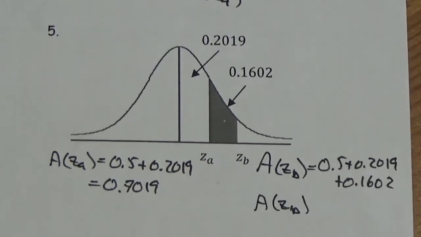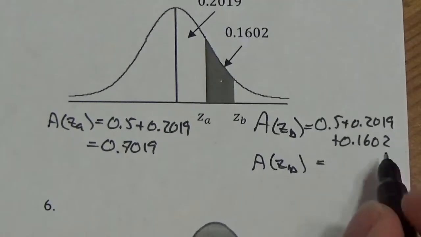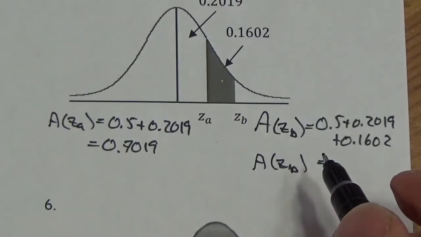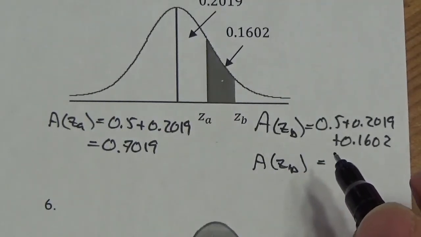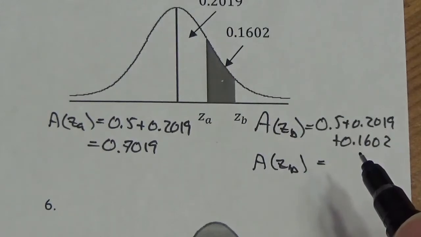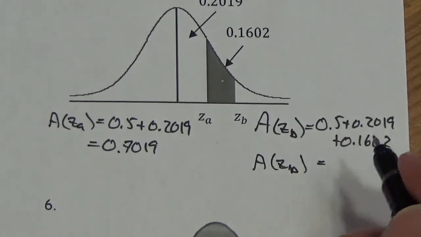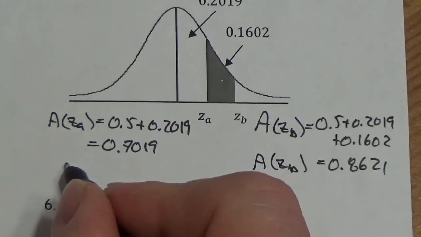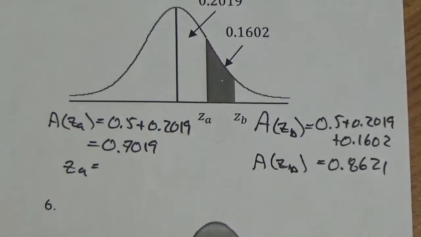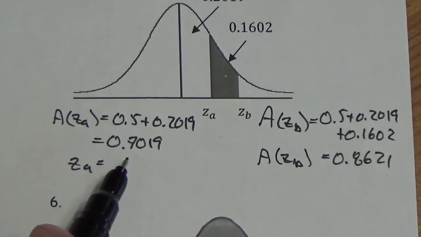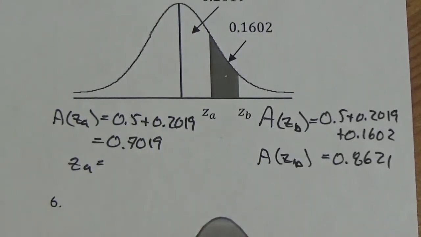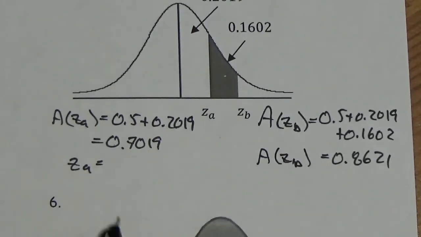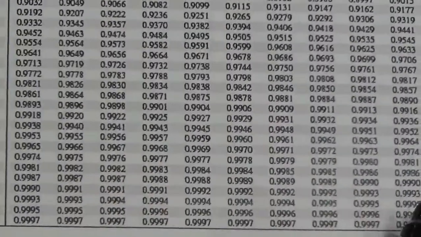So the area to the left of that Z-value is going to be, now I'm going to just enter this in my calculator because I don't want to make a quick mistake here. 0.1602. Okay, 0.8621. And so now, one at a time here, I'm going to go look these up. Because they're both greater than 0.5, I'm going to look on the right-hand chart here. So 0.7019. First of all, 0.7019.